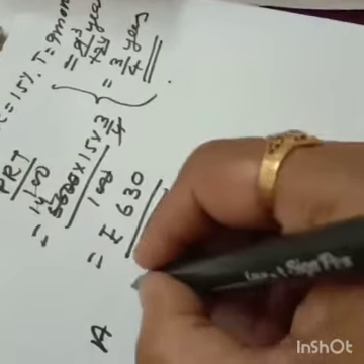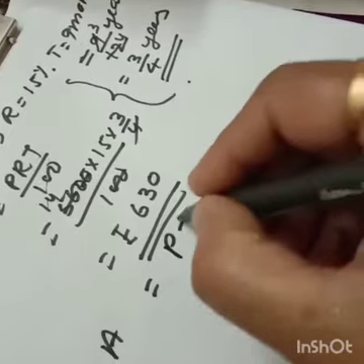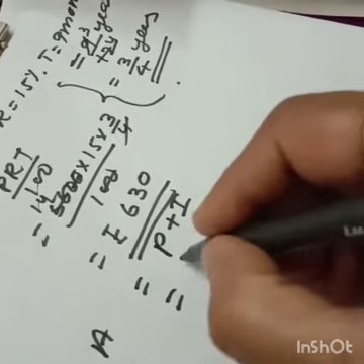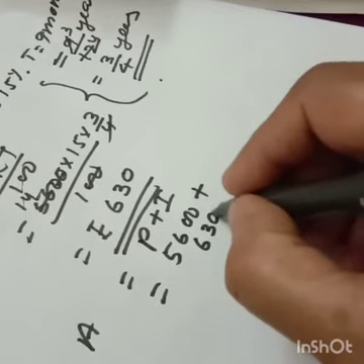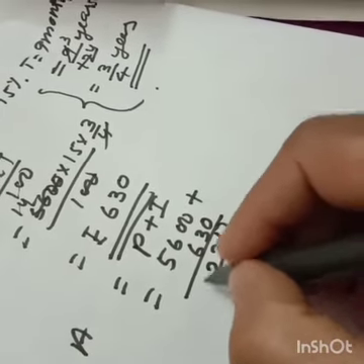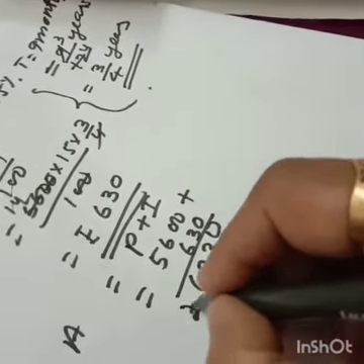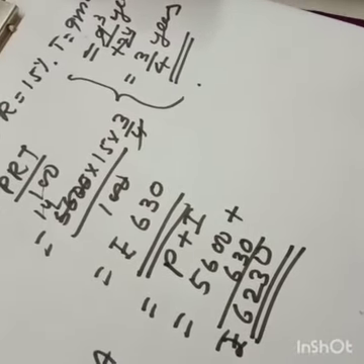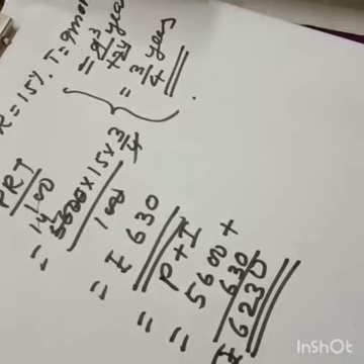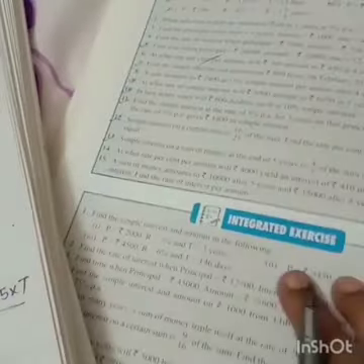Amount equal to principal plus interest. Principal 5600 plus interest is 630. You will get 6230. I hope everybody is clear. Now fifth question.